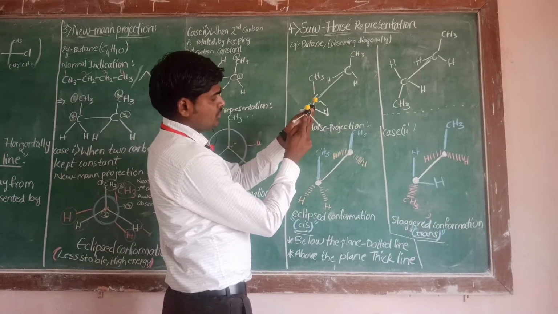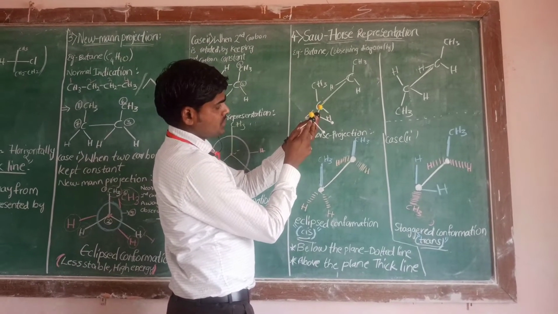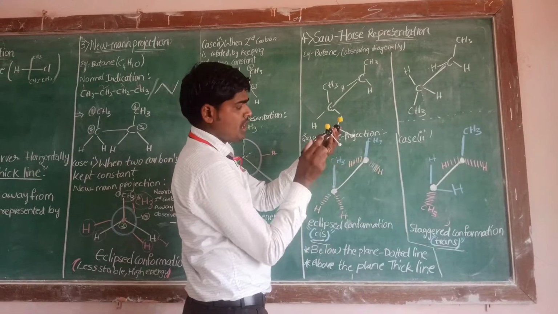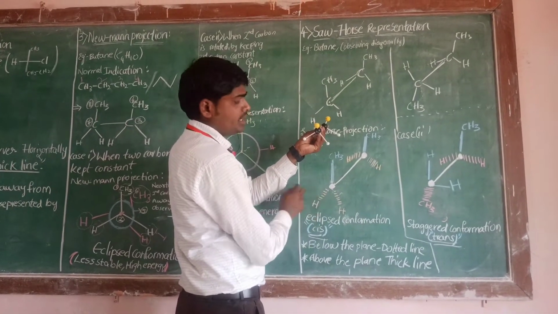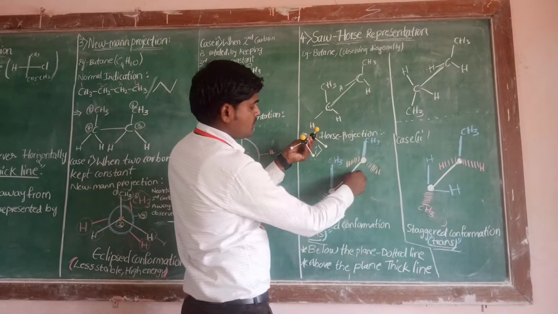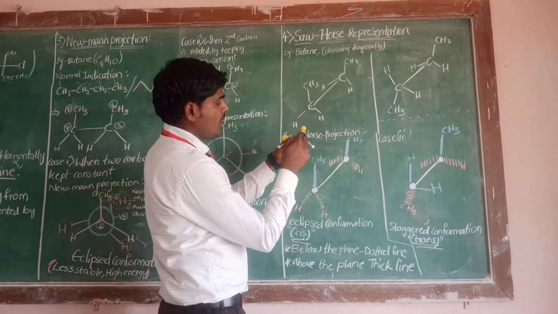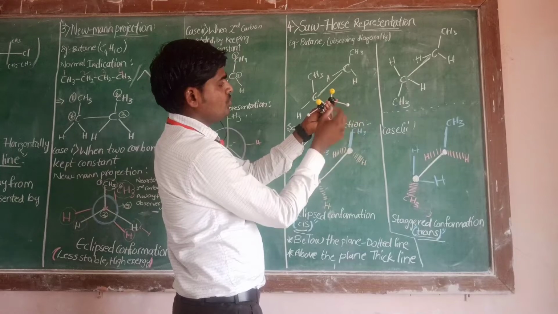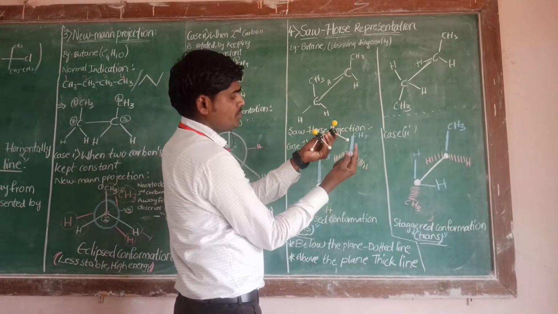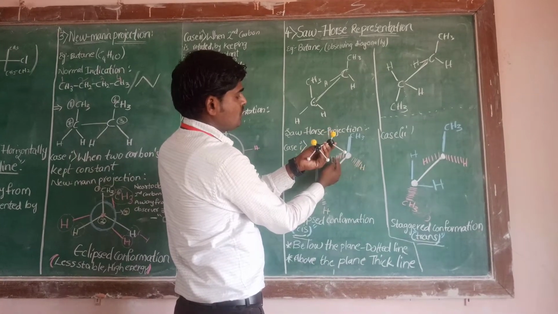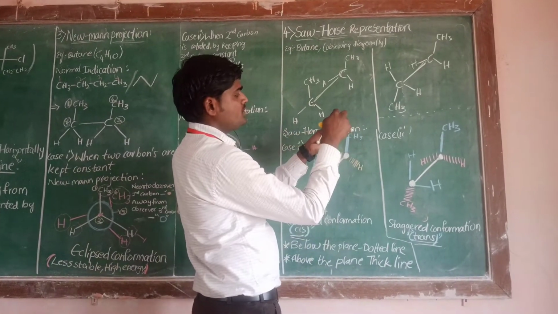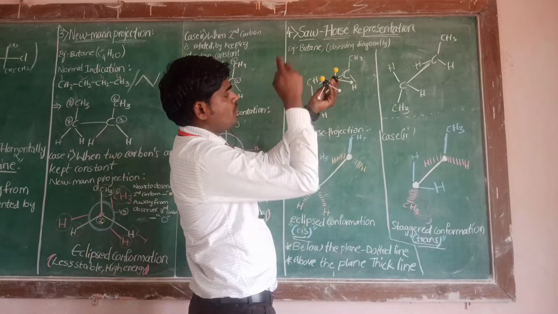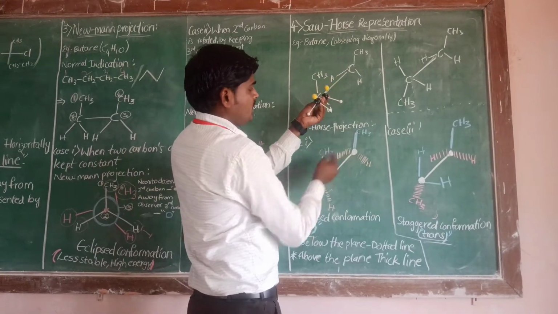The second carbon has two more atoms attached, and these two are in the below position, so they are represented with a dotted line. Here is one diagonal sigma bond. The third carbon has two hydrogens attached, which are also below the plane, so they are dotted lines. The third carbon also has one more methyl, which is in the above position, represented with a thick line.